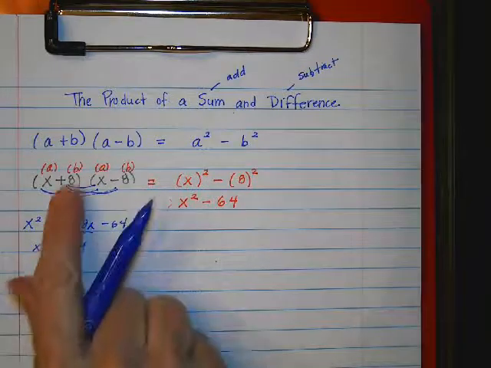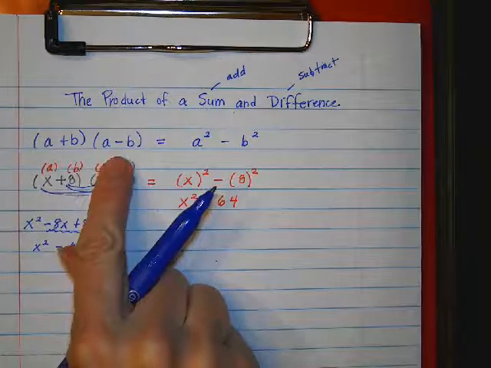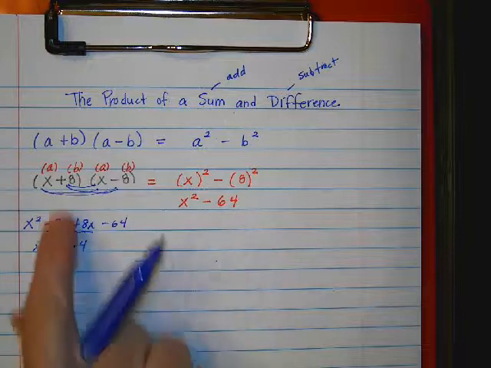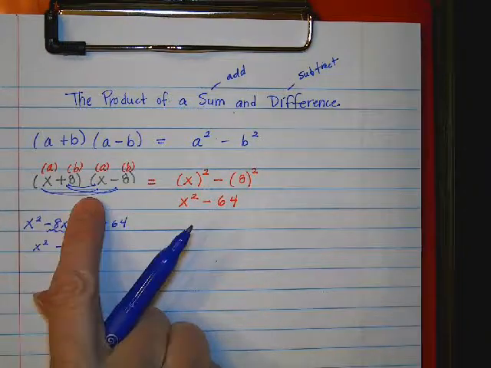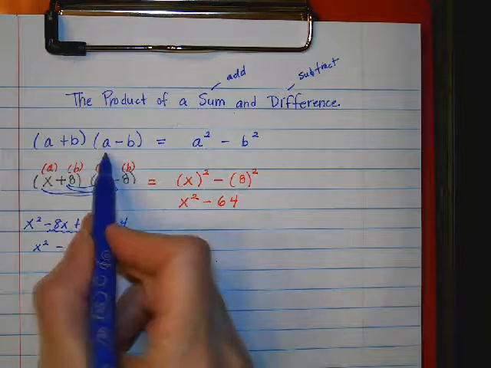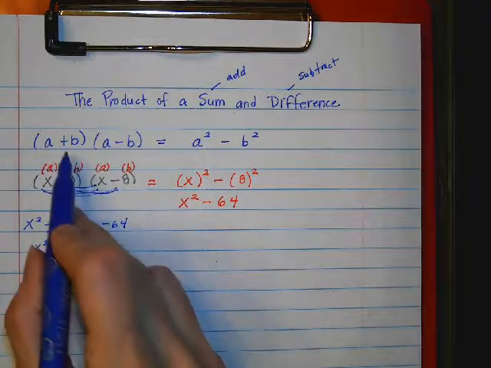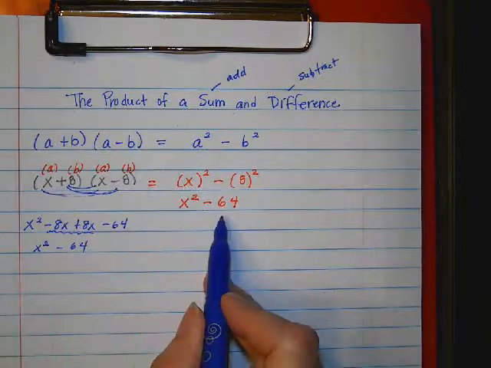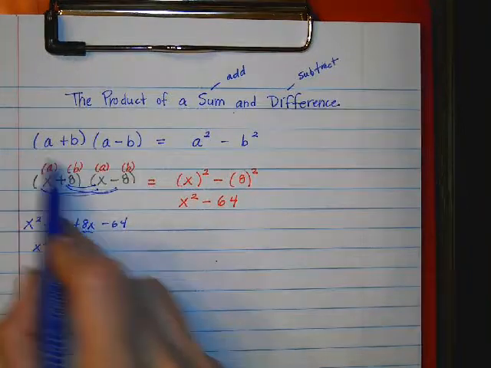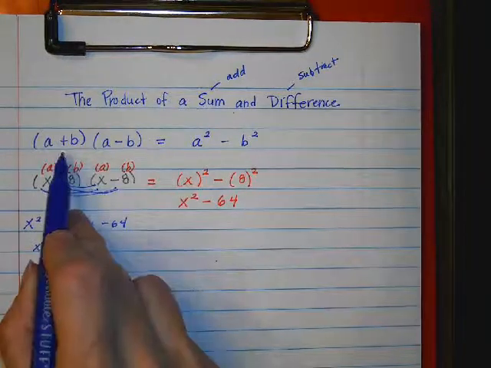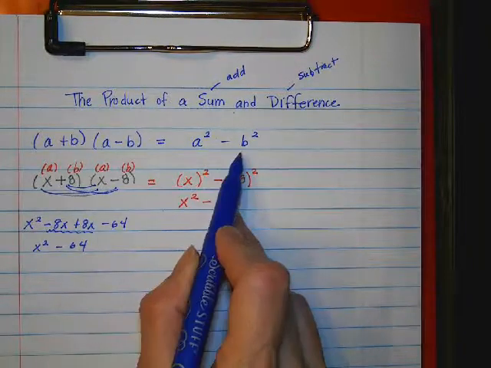But if you recognize them as the sum and difference of binomials, then all you have to do is multiply the first two together, a times a, get this answer, and multiply b times negative b, and you get negative 64. So a times a is a squared, positive b times negative b is a negative b squared.